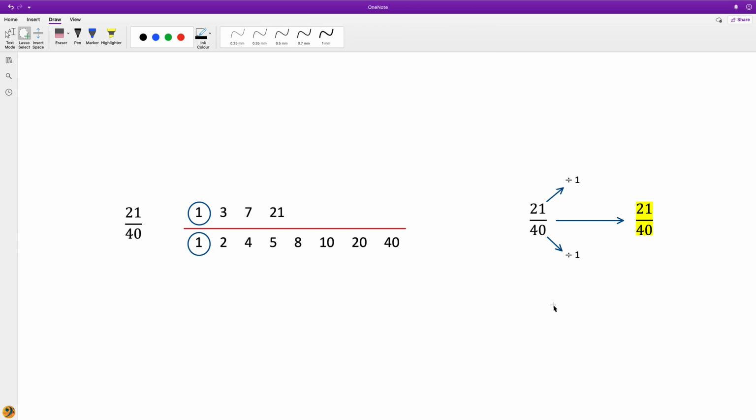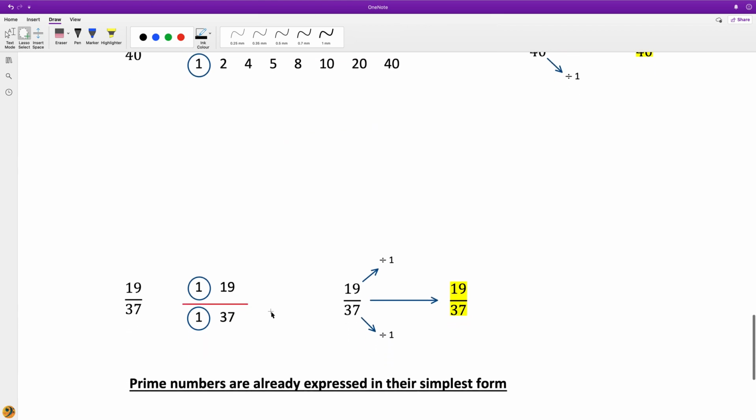So this is actually the working out that you could maximize your marks on in an assignment question or an exam question to show how and why 21 over 40 can't be simplified any further, and it already is in its simplest form of 21 over 40, and that's because of all this working out here. Okay, excellent. And then I think we've got one more example here.